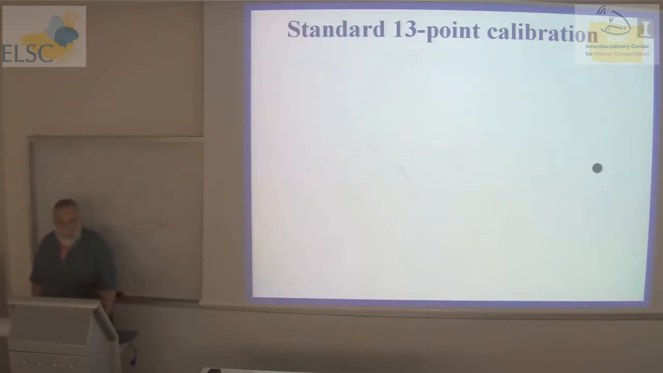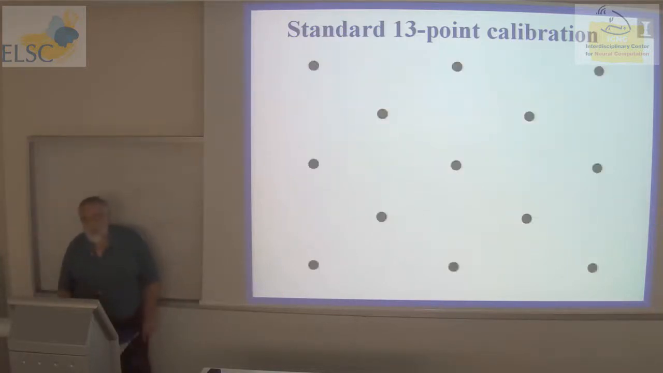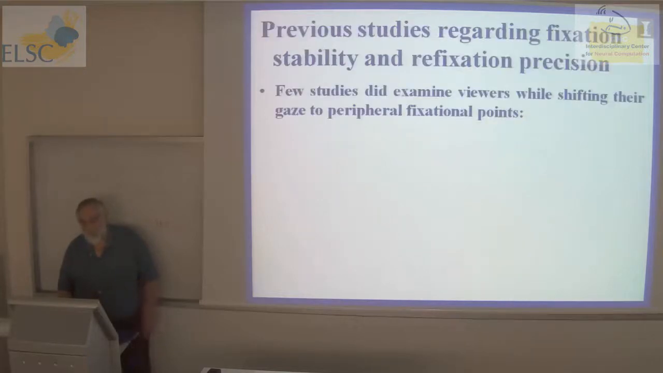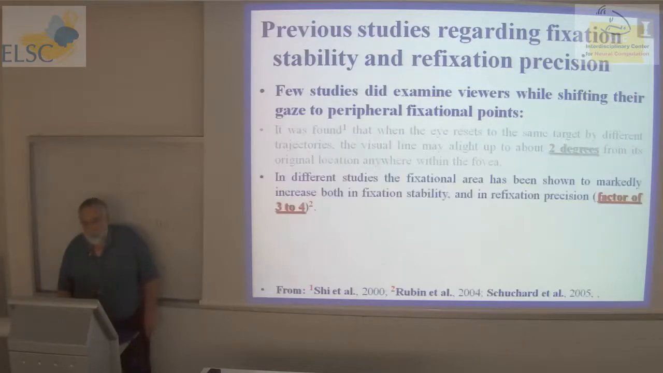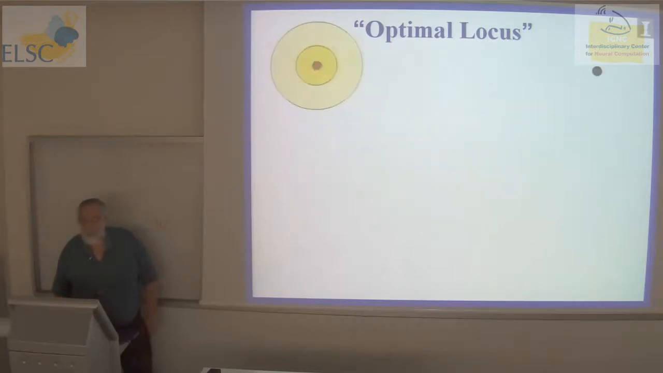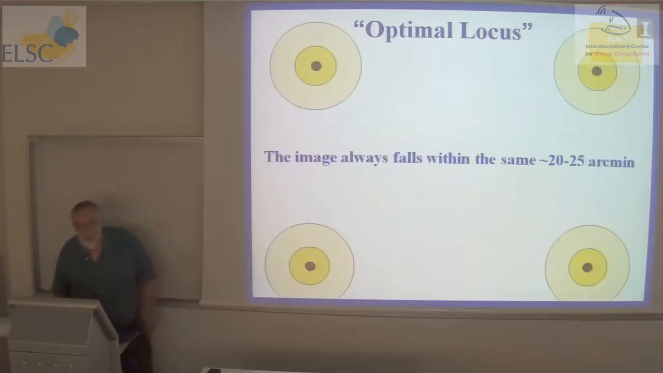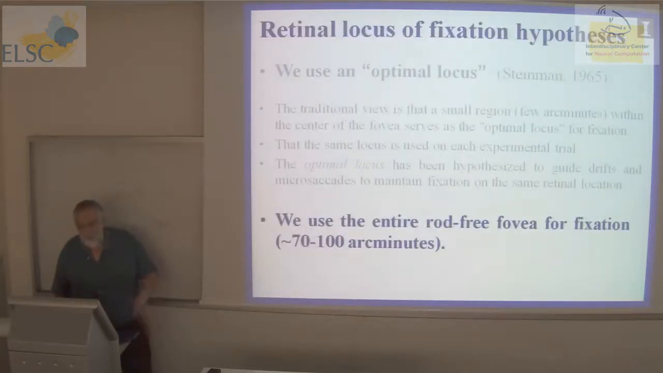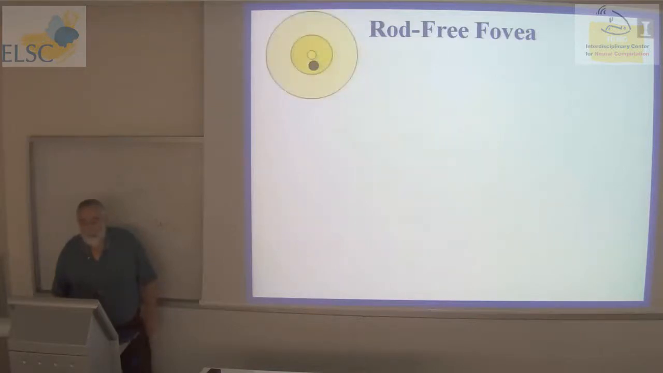And the question is whether we use regular viewing, whether this area is still so small. So the optimal locus, if we take it as something that exists, then if we do calibration, each time we move to the same area as demonstrated here in the slide, and then we get the 20-25 minutes of arc. But if we use the entire rod-free fovea, then each time we can use a different place, like here in this demonstration.